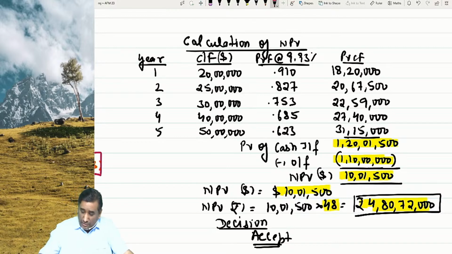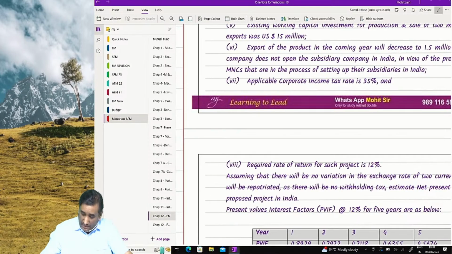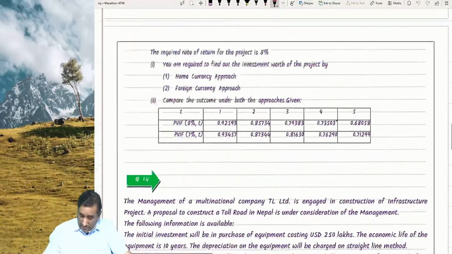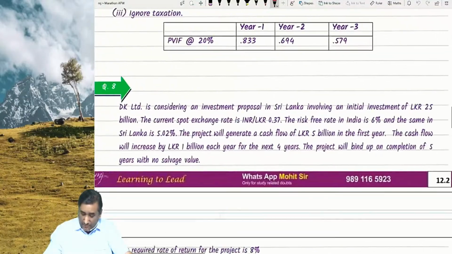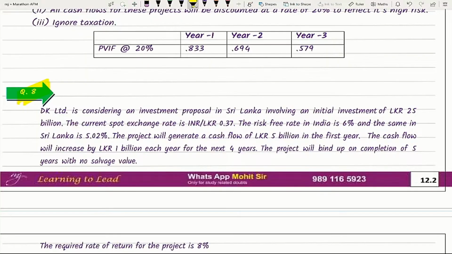Let's come back. The question which I gave you, in fact, I gave you by both the approaches. I want you to read this question once and mark it as important. It came recently. This will involve your currency calculation also. Question number 8. Read it once, please.